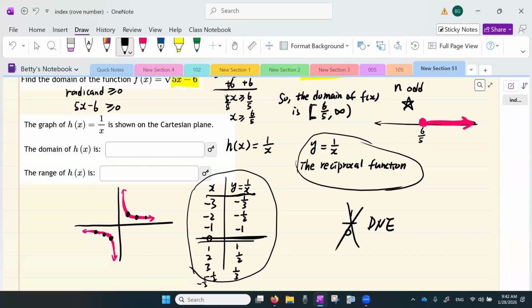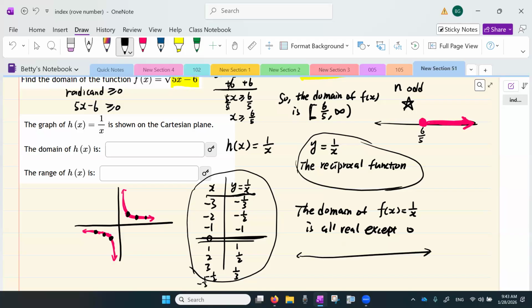So how do we write the domain? The domain of the reciprocal function f of x equals 1 over x is all real except 0. Let's draw the real number line. Let's say 0 is here. Any real number except 0. We have to exclude the 0 from the real number line. Any other number is fine. Numbers to the left of 0, numbers to the right of 0.